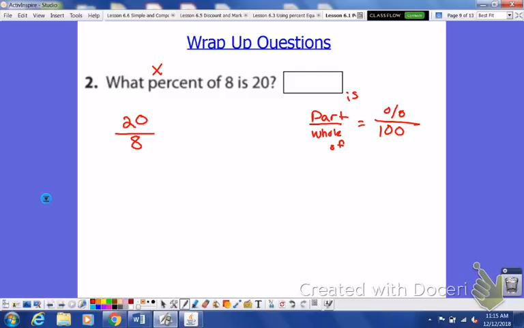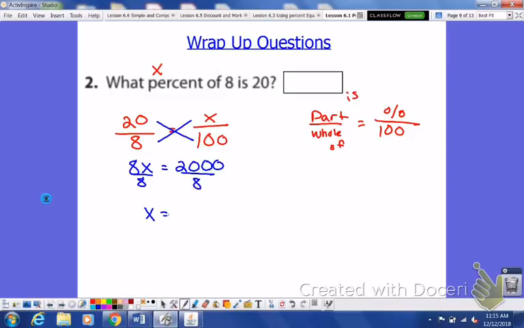So our part is 20, our whole is 8. We're looking for our percent over 100. Now notice, your numerator is larger than your denominator this time. That is okay. That just means we're going to have a percent over 100. So we cross multiply. 8 times x gives us 8x. 20 times 100 gives us 2,000.